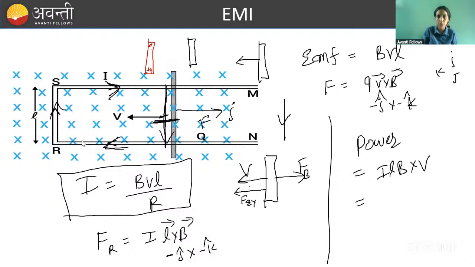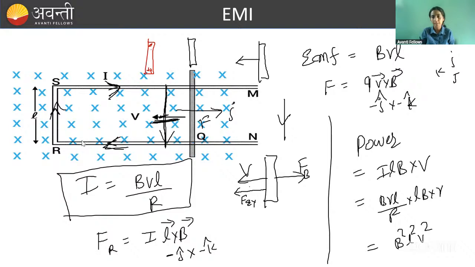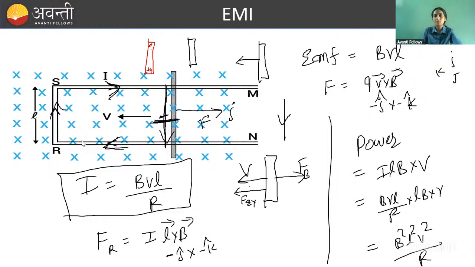Now put in the values. I is how much? BVL by R. And this is L. This is B into V. So this is B square L square v square, yes, v square also comes, by R. This is the power. This is the calculation, and this is all that can come from here.